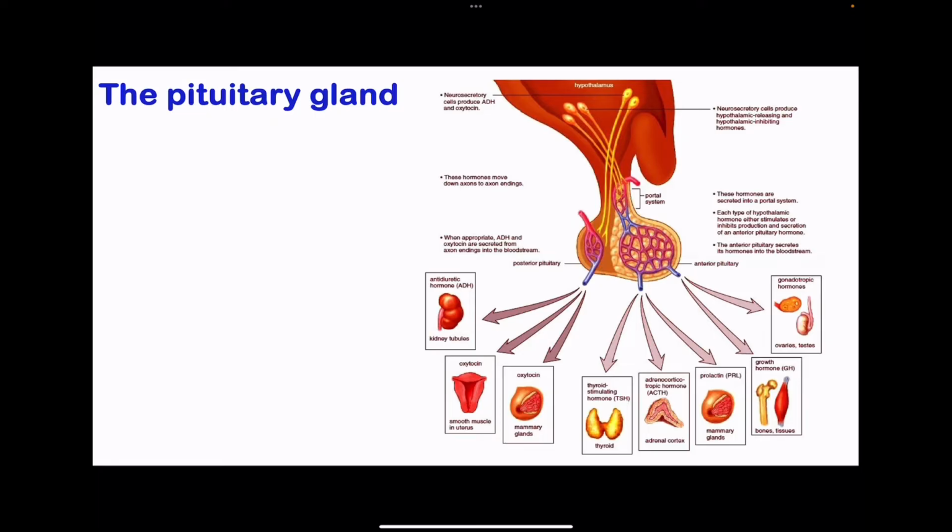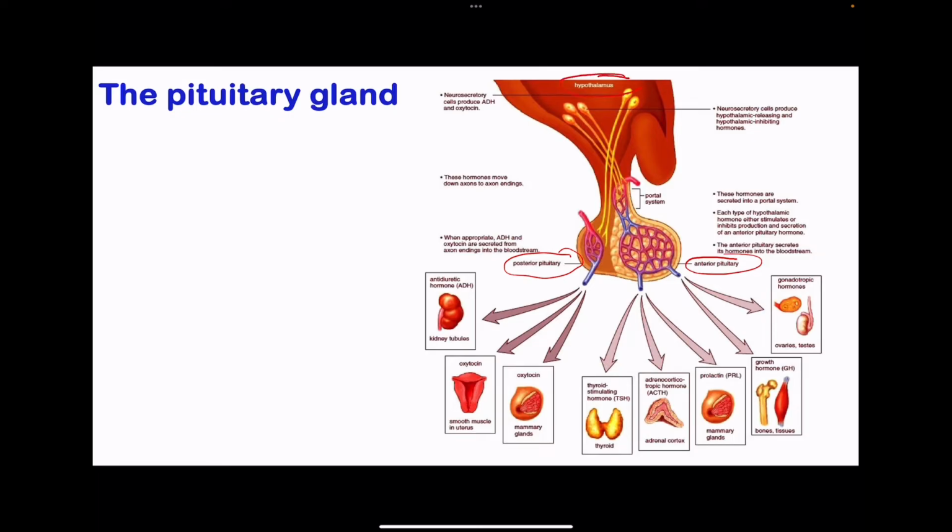It produces and releases secretions that affect most of the other endocrine glands in the body. It has an anterior lobe as well as a posterior lobe, like we can see here. We have this one here, which is posterior, and then we have an anterior pituitary. Different hormones are released from the different sections of the pituitary gland.